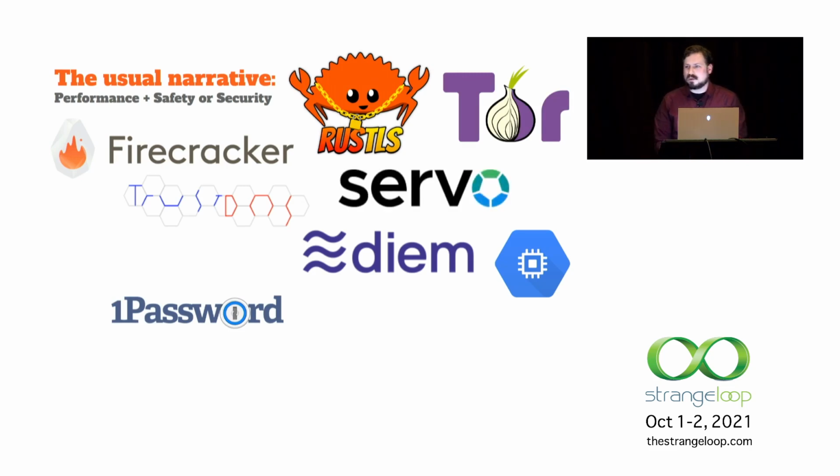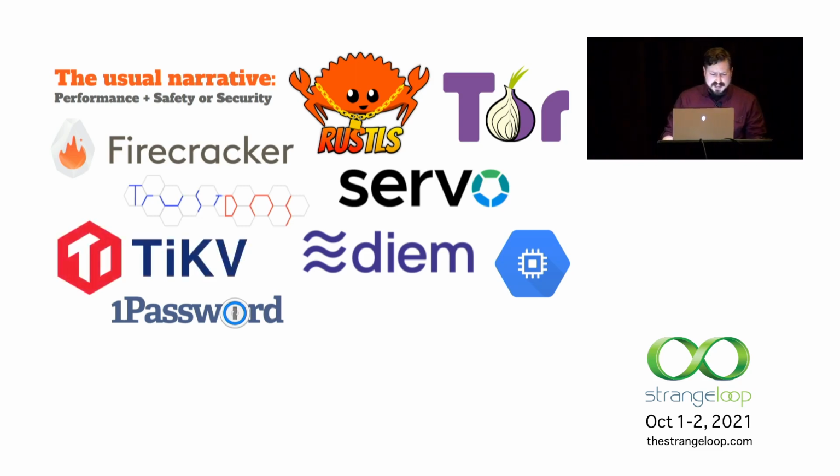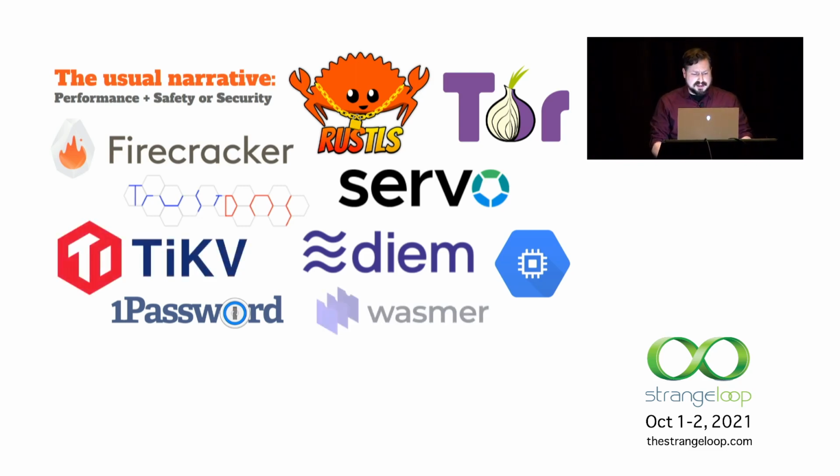Servo was a classic one. It is a browser renderer that they wanted to make higher performance and add multi-threading, but couldn't do it in C++ because of the security risk of running something as complex as CSS rendering in C++. And since they did that, Chrome and Microsoft Edge have also rewritten their CSS renderers in Rust. TiKV is very much the same story, and Wasmer is also a very interesting one that mirrors the CSS story.